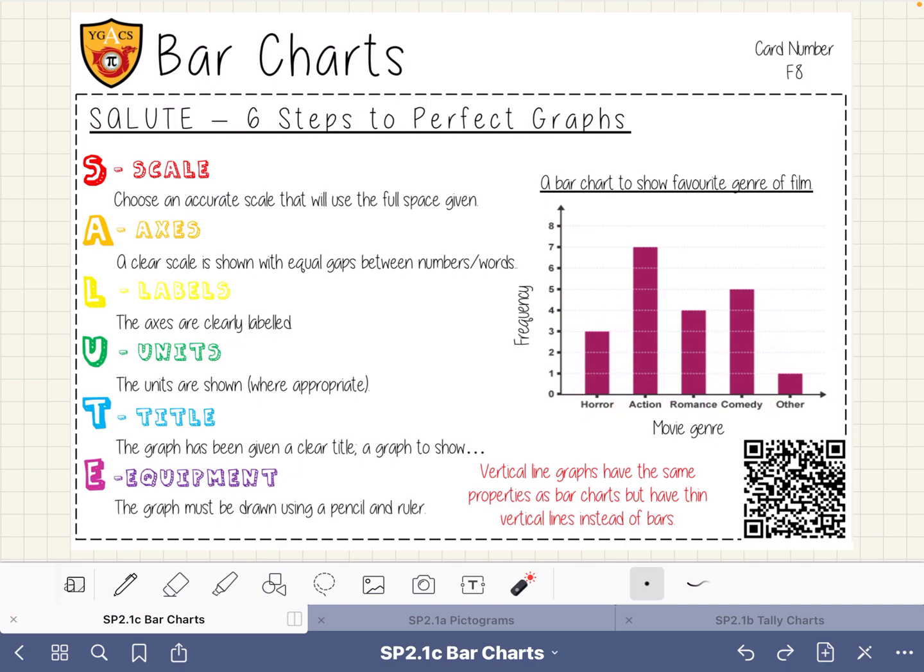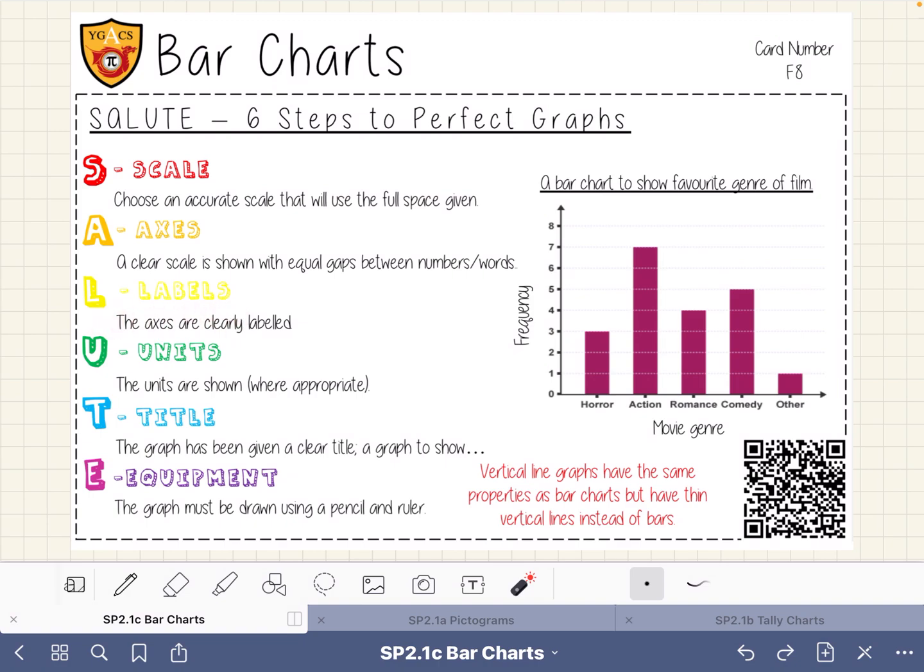Making sure that the bars are of equal distance and also the gaps are equal distance. Similarly, frequency is labelled here with nice clear numbers that go up in order. So 1, 2, 3, 4, 5, 6, 7, 8 in this case. We haven't skipped any numbers and we haven't changed the amount that we're going up each time. You can choose to go up in 2s, 4s, 5s, 10s, so on, provided that each step is worth the same amount.